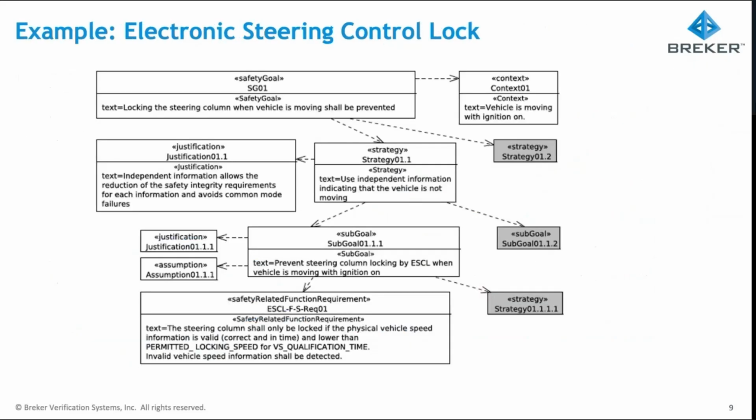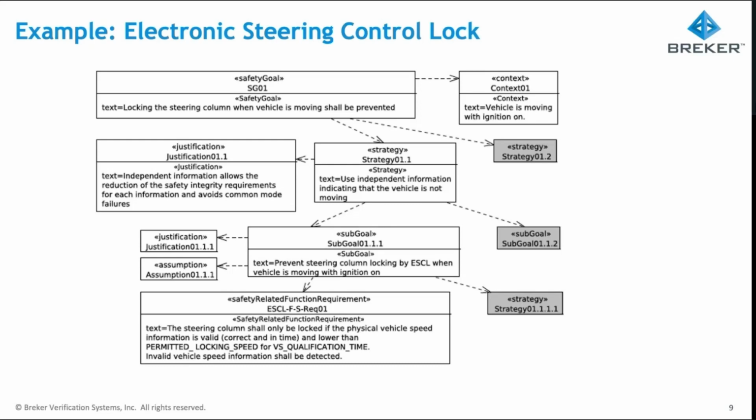So this is the general idea, and the best way of illustrating this is to show an example. So this is a very, very simple example. It actually came from a generic report from one of our customers, but it's public, and it is the kind of documentation they need to test, in this case, an electronic steering control lock, an ESCL. So you can see at the top left a basic safety goal, which is essentially saying you can't lock the steering column when the vehicle's actually moving.